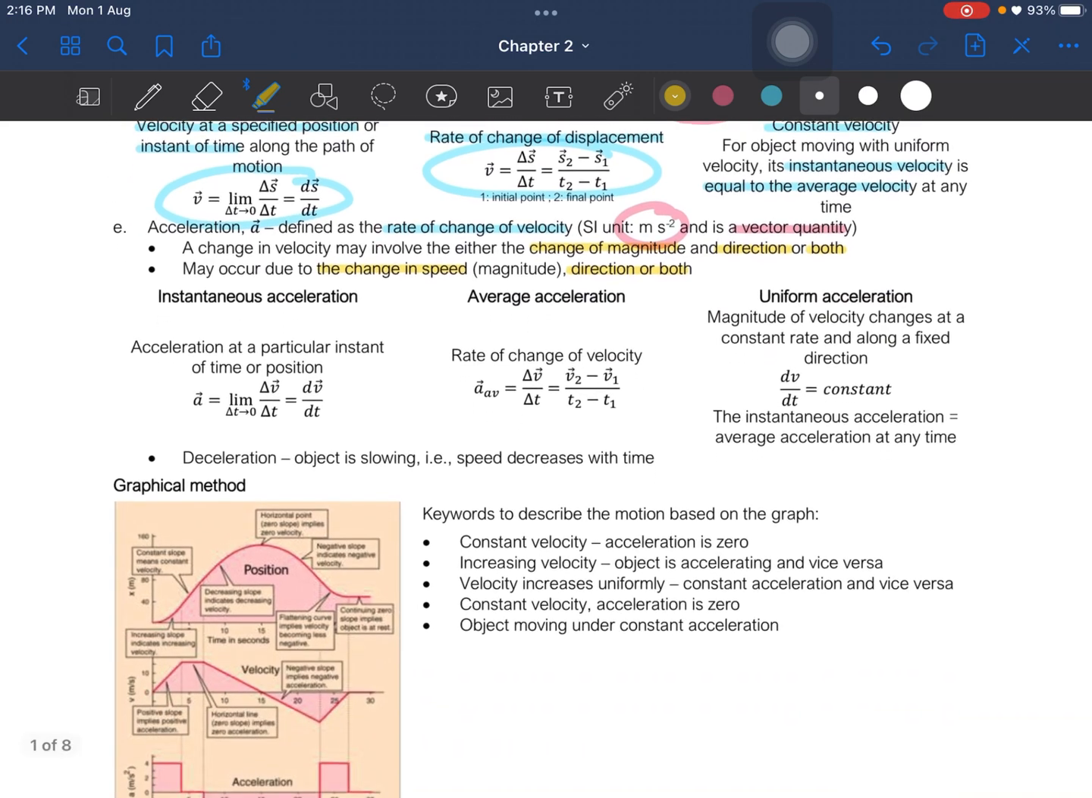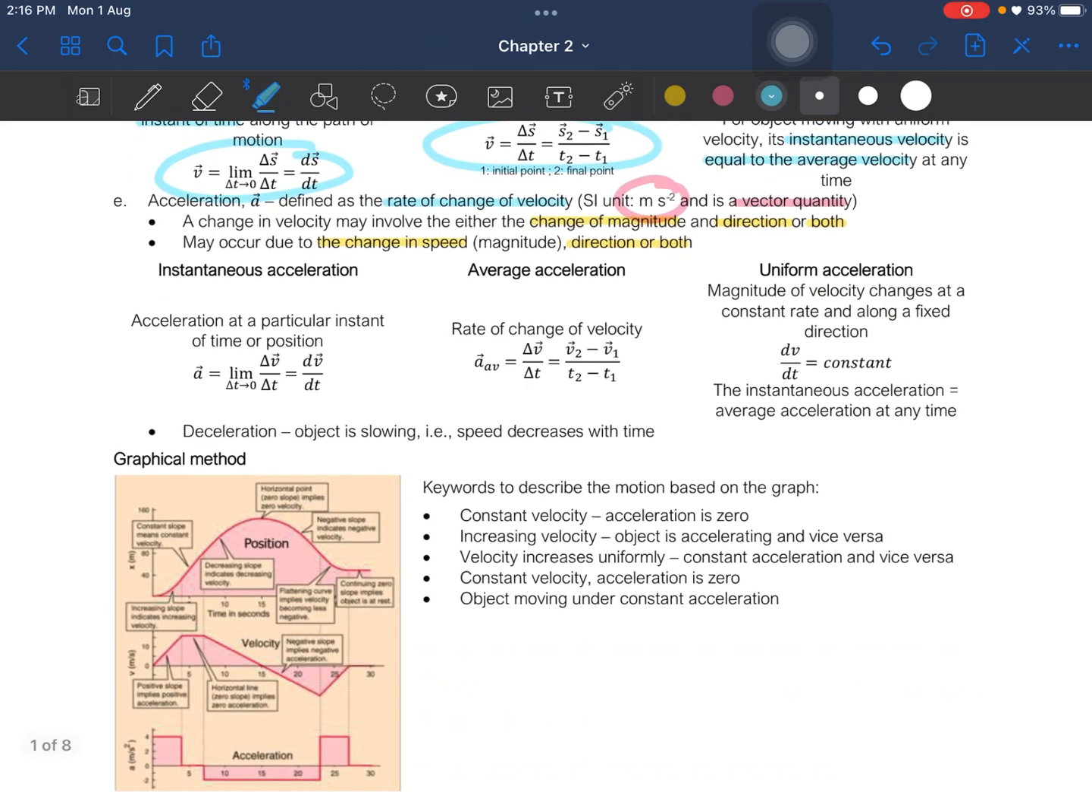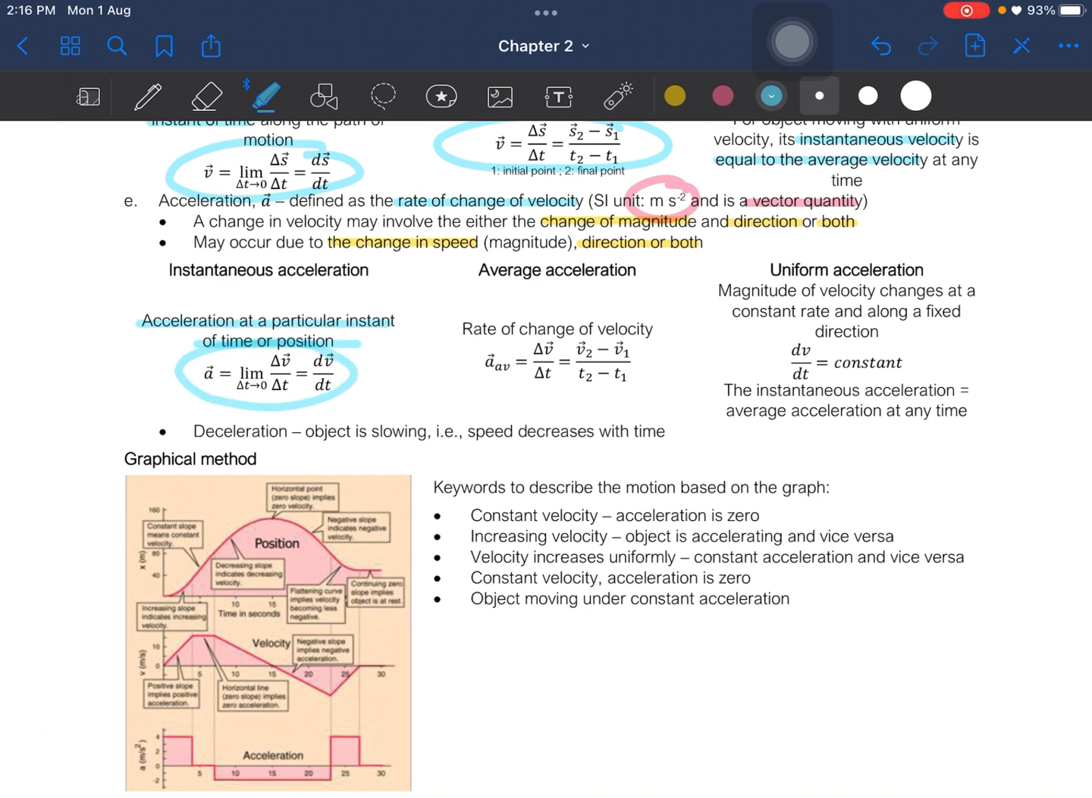Now, instantaneous acceleration, average acceleration and uniform acceleration. Similar to instantaneous velocity, instantaneous acceleration is the acceleration at a particular instant of time or position. This is the equation, and average acceleration is the rate of change of velocity. Again, this is the equation. Uniform acceleration is when the magnitude of velocity changes at a constant rate along a fixed direction. So the direction is fixed and the rate of change of velocity is constant. That is when the acceleration is uniform.